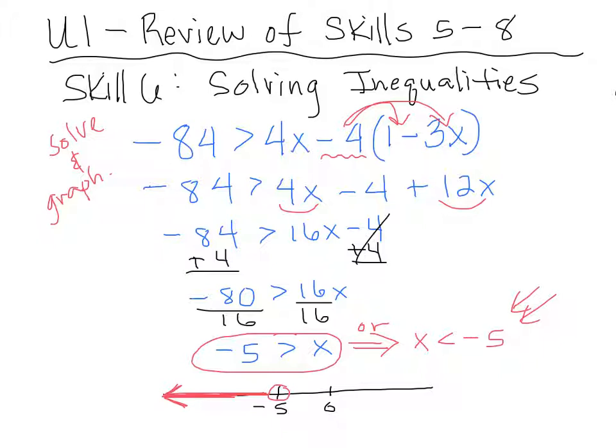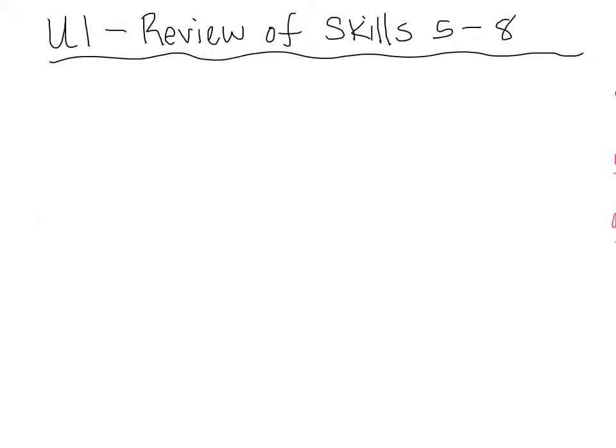Okay, remember at the top I wanted to check in again with that negative that you're multiplying by. So you're multiplying by the negative 4 when you distribute. So next we're going to look at skill 7.